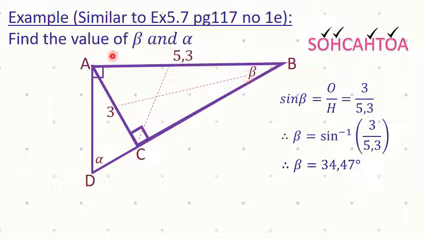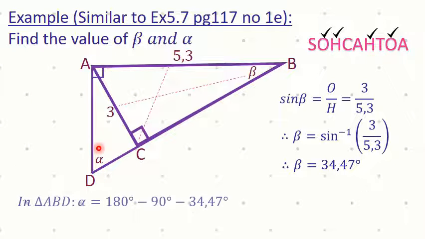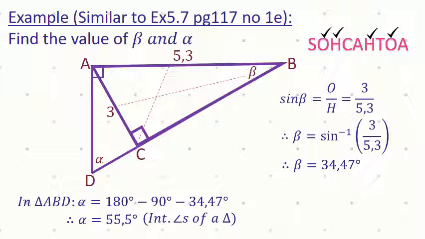We know that this is 90, so surely we can work out alpha using the interior angles of a triangle. We take 90 at A and 34,47 at B away from 180 because all 3 of the angles are meant to add up to 180, and we end up with A is 55,5 degrees. And don't forget to put a reason, interior angles of a triangle.